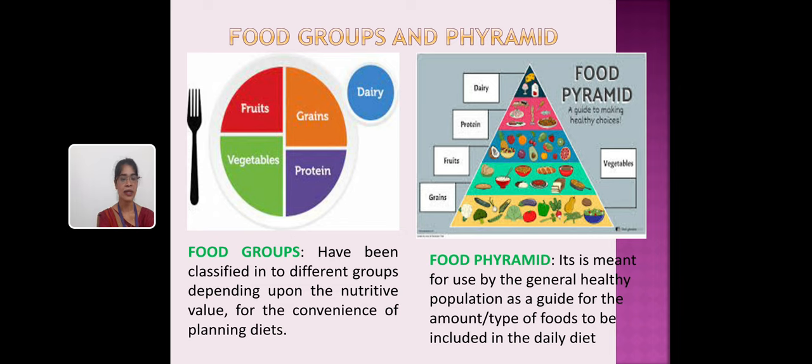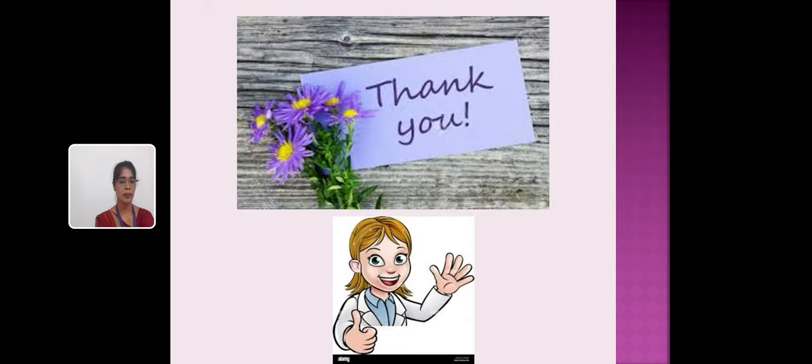These food pyramids are divided separately, like 4, 5 and 7, suggested by ICMR according to health and societal needs. So I conclude that we are going to study each and every unit in this group separately.